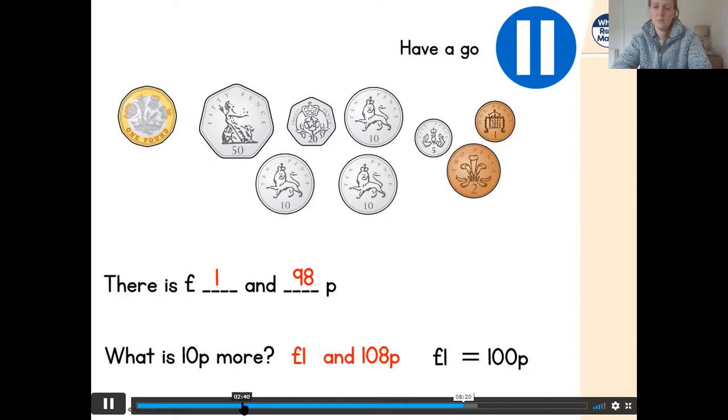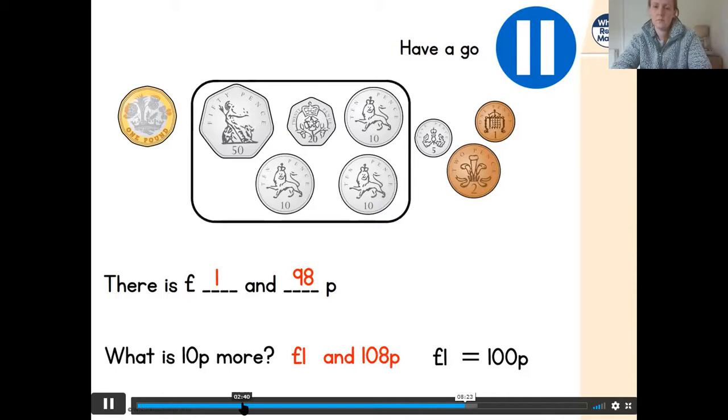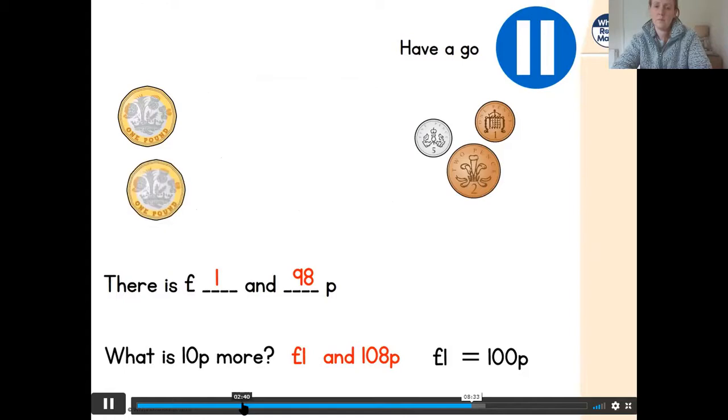And if we look at our coins, we can see here, in our circle, we've circled 50 pence, 60, 70, 80, 90, we've circled 100 pence. And we know that 100 pence is equal to £1. So when we add 10 pence to £1 and 98 pence, we actually end up with £2 and 8 pence.